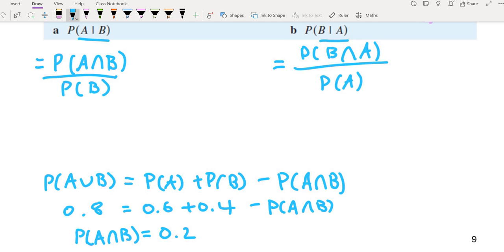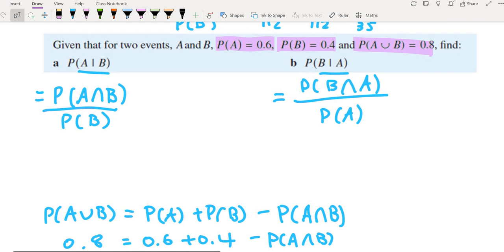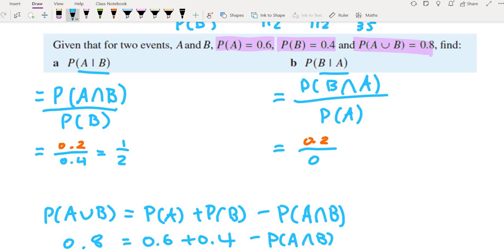So now it's a lot easier to answer these questions. For this first one, we have the intersection 0.2 over the probability of B that's given to us in the question. So this is just a half. And this next one as well, again 0.2 is the intersection. The probability of A is given to us, so it's just going to be 1/3.